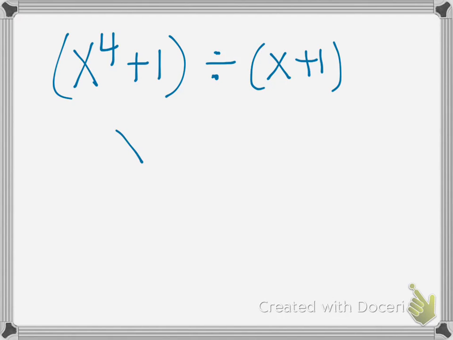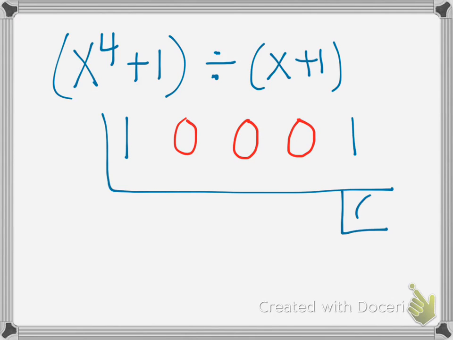So I'm going to have my coefficients, which is 1. Then I'm going to plug in 0 for the cubic term I don't have, 0 for the quadratic term I don't have, 0 for the linear term I don't have, and then another 1 for this 1 right here as my constant. I draw my box with my remainder box, and then the opposite of x plus 1 is negative 1, and now we can start.